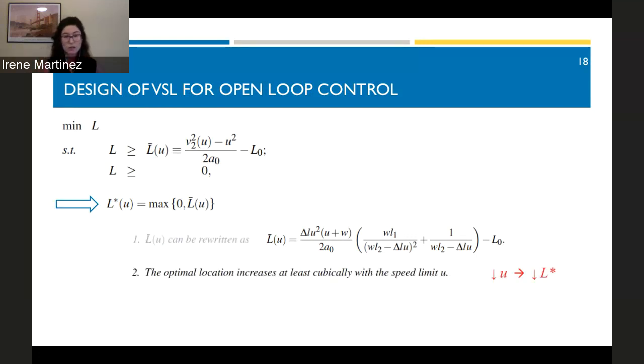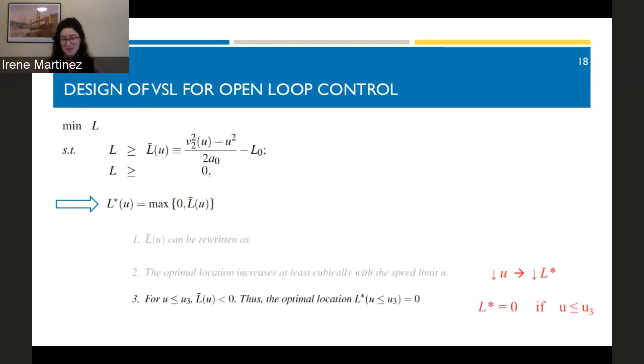In fact, contrary to general belief, the more that we increase the speed limit, the longer distances we require. So if we reduce the speed, we reduce the optimal distance. And if the speed limit is low enough, lower than the U3 speed, which is associated to the drop capacity, the location is totally irrelevant. So we can put the control just upstream of the bottleneck. This is not of interest, as I said, for open loop control, but if the capacity drop has already been observed or is formed, we can use this strategy to eliminate the queues.